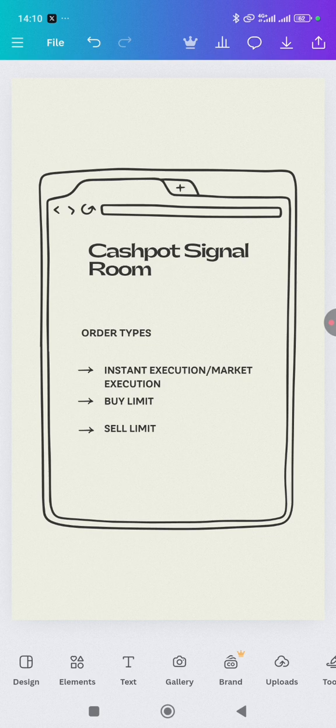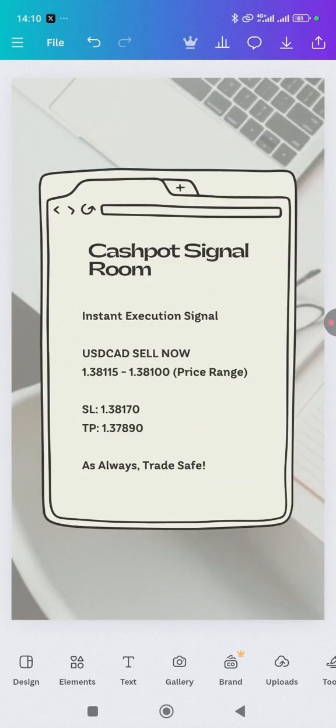So we have three major order types that you're going to be seeing in our signal room. Number one is the instant execution order, or the market execution order. Now you see instant execution in your MetaTrader 4, and you see market execution if you are using MetaTrader 5. Each of them means the same thing. The second order type is the buy limit order, and the last one is the sell limit order.